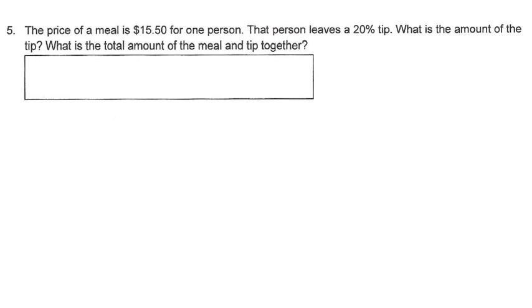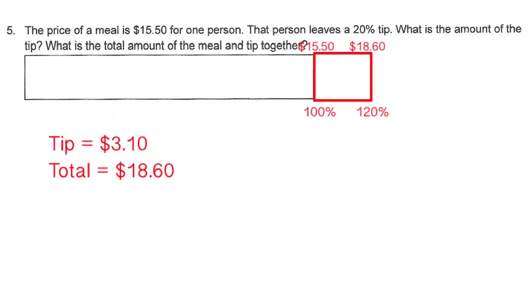Now at this time, I would like for you to complete question number 5. So please pause the video while you complete question number 5. When you're ready to check your answer, press play. And the answer for question number 5, the tip will be $3.10. You add that to the cost of the meal, and so altogether your answer should be $18.60.